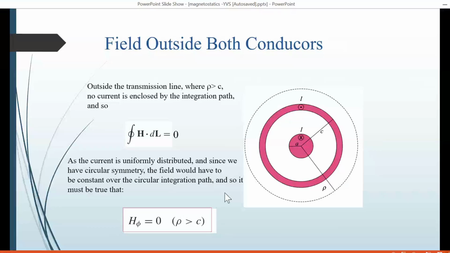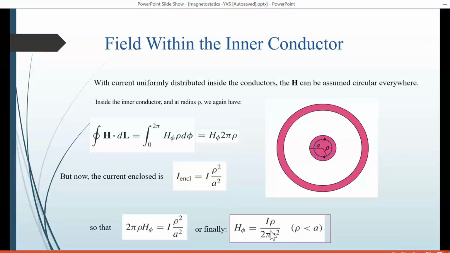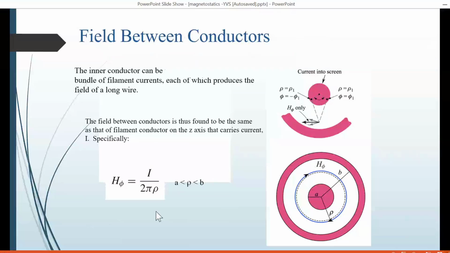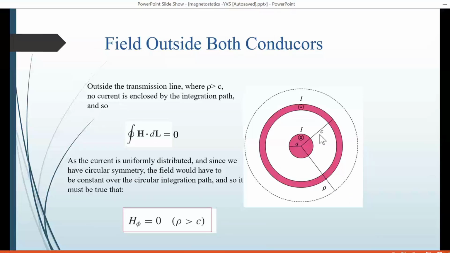And third, we can apply Ampere's law again to find the field outside both the conductors. If I want to find the intensity outside the coaxial cable, at a distance r or rho, I take this closed path.